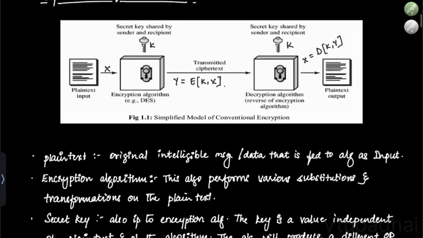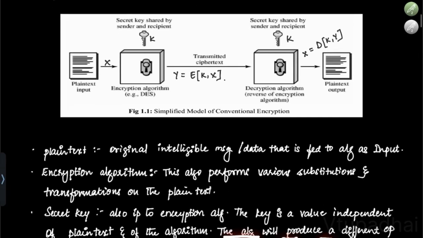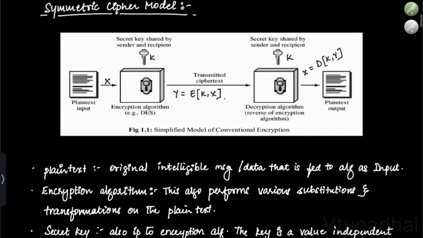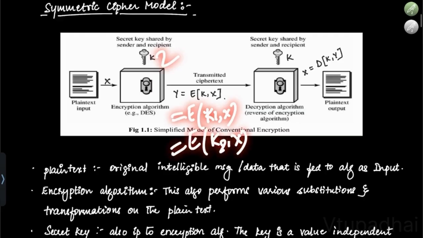So yes, secret key. This algorithm will produce a different output depending on the specific key being used at that time. If this key was k1, I will get some particular output E(k1, x). If this was key k2, then I'll get E(k2, x). Suppose this output could be 0 0 1 1 and here it could be a b b b. So if you see, these two are different.